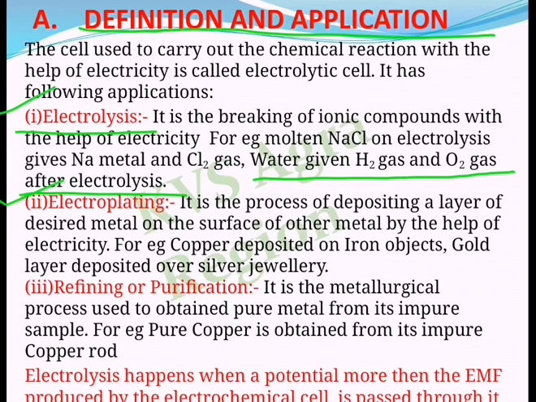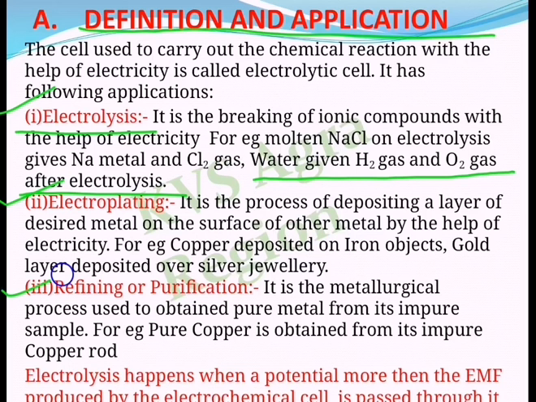This topic is also known to you. It is the process of depositing a layer of the desired metal on the surface of another metal with the help of electricity. For example, copper is deposited on iron objects, and a gold layer is deposited over silver. Clear? And the third application is also known to you.